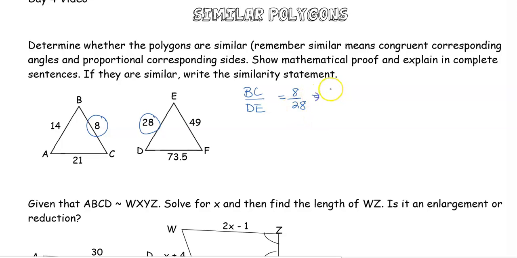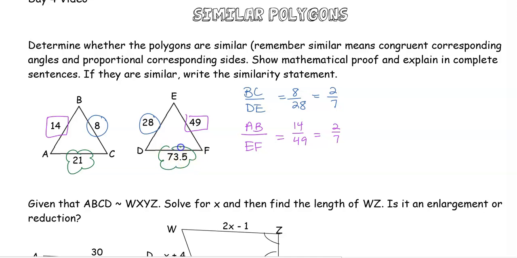8 over 28 reduces down to 2 over 7. I have to see if the ratio of the remaining corresponding sides is that same number. If it has the same ratio, then they are proportional. So the next smallest side is 14, over here 49. So AB is corresponding to EF. 14 over 49, divide both by 7, that gives us 2 over 7. So far, so good. And that leaves us with our last one.